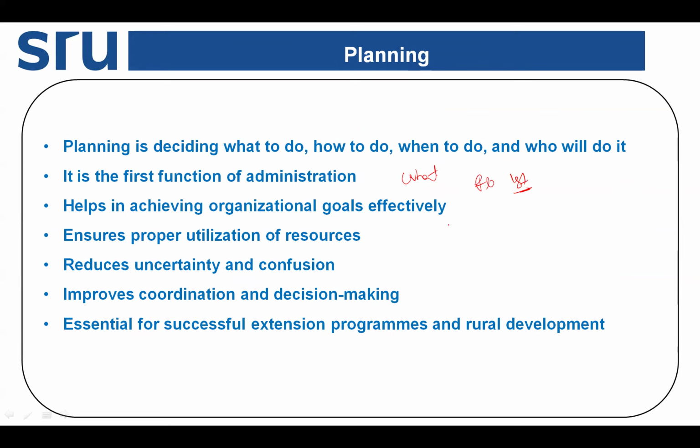It helps in achieving the organization goals effectively, and how the proper utilization of resources can be possible. That is done in the planning step. If proper planning is there, it reduces the uncertainty, and confusion is also reduced. And it improves the coordination among the various staffs, agencies, and personnel involved in the implementation process, and decision-making power is also improved. Then it is essential for successful extension programs and rural development.